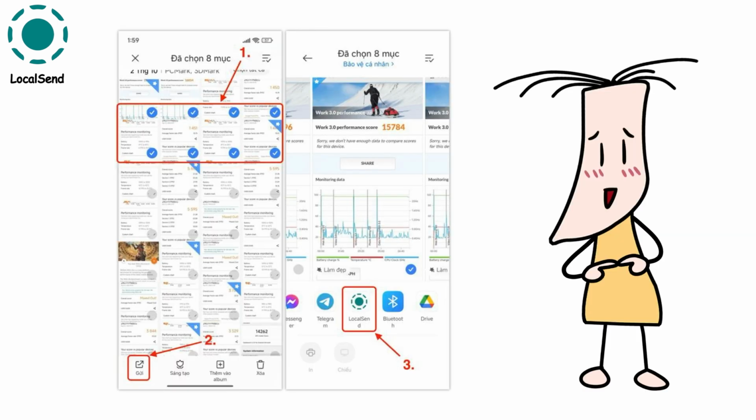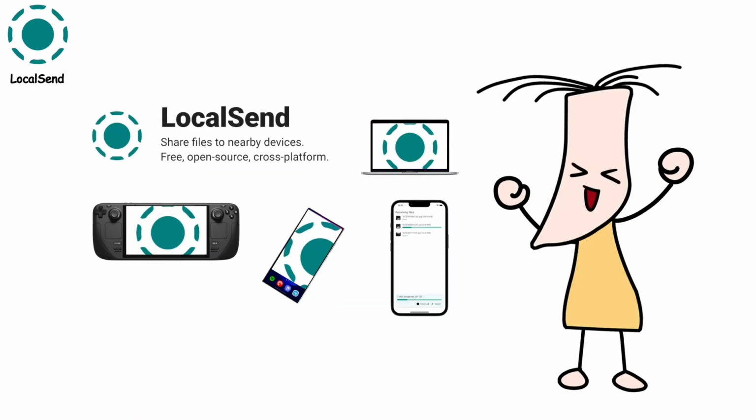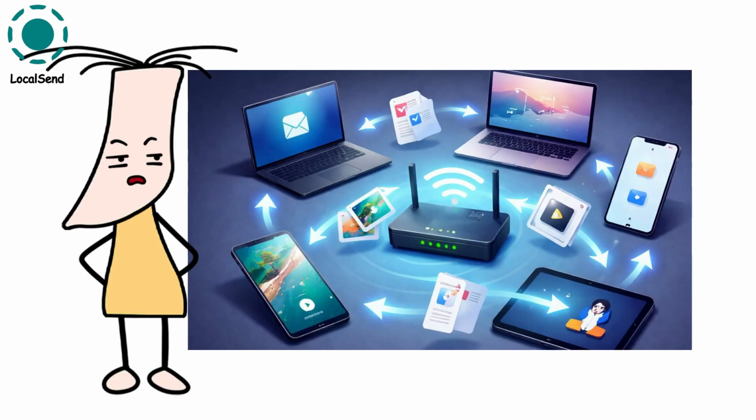And here's the part that matters. The file never leaves your home. It travels over your own Wi-Fi, directly, device to device. No cloud, no account, no upload to a server in another country just to move a photo 2 meters. It is fast, it is private, and once it is set up, you will never email yourself a file again.